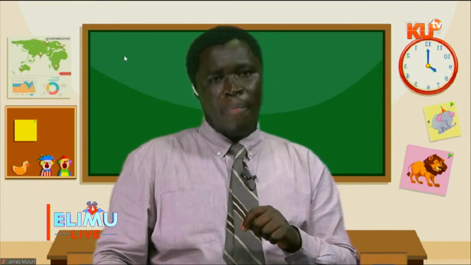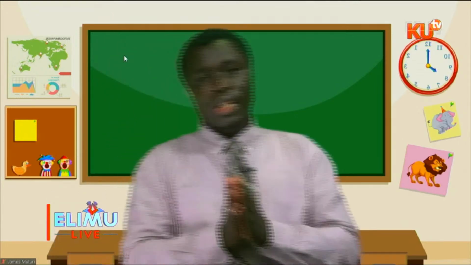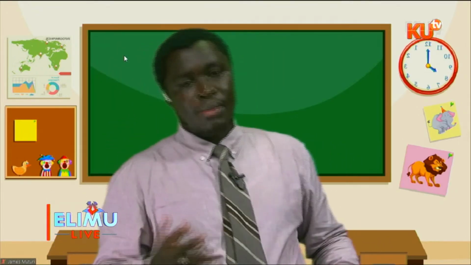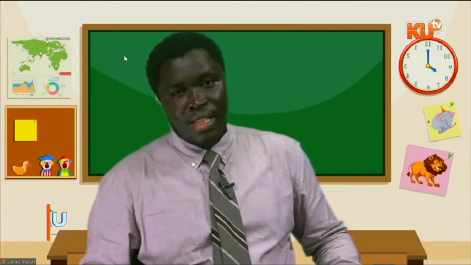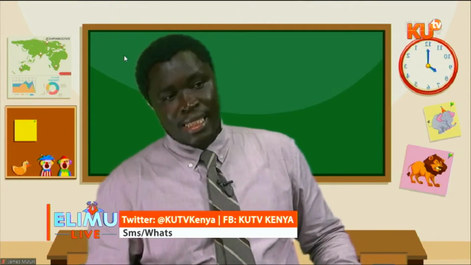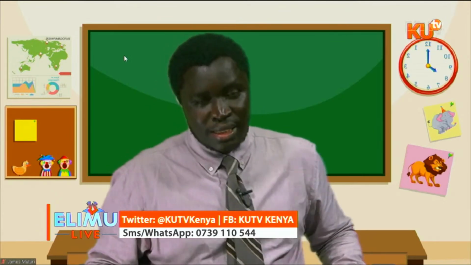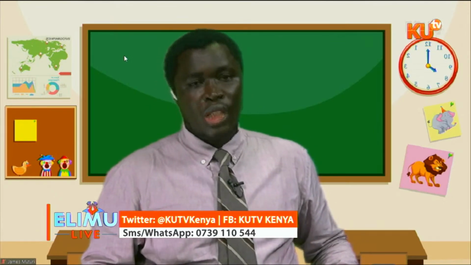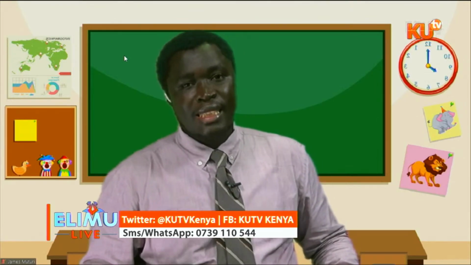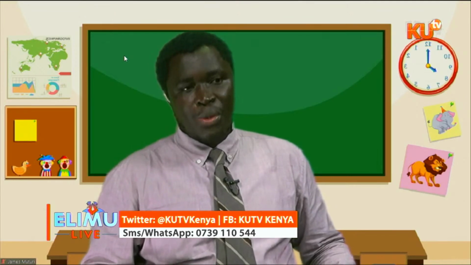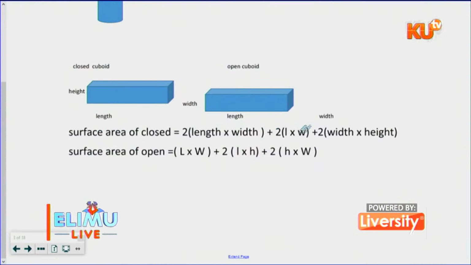Number 1, you have a closed cuboid: 2 into length times width plus 2 into length times height, plus 2 into width times height. I say that width, you can replace it with height, but remember, you know the measurement and you know what you're writing. That is the formula of a closed cuboid, as you see here and as we discussed earlier.